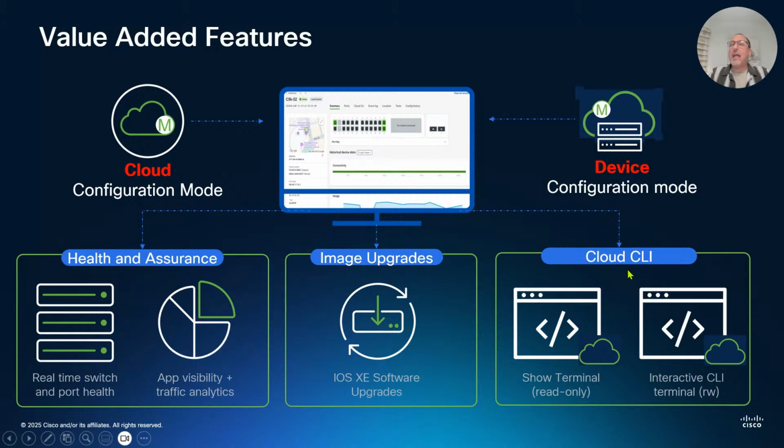Now, cloud CLI is different in cloud mode than in device mode. If I am in cloud mode, the CLI is read-only. If I'm in device mode, the CLI is read-write, meaning I can type config t, make changes, end the session, and then save, copy run start, right? So I can write if I'm in device mode. Now, what do we mean by Cloud CLI?